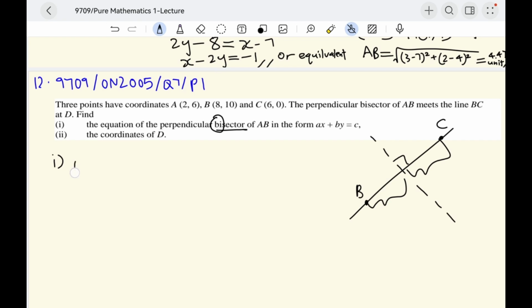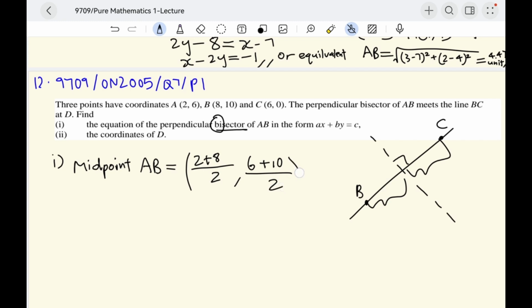First of all, I need to find the midpoint of AB. Just use the midpoint formula. I'm not going to explain this too much, to save time for other questions.